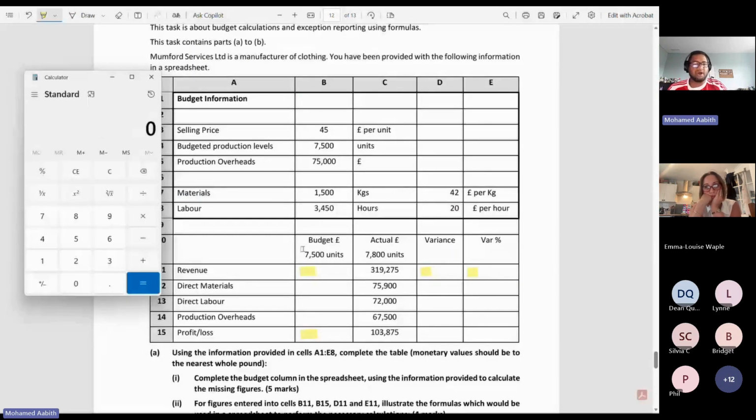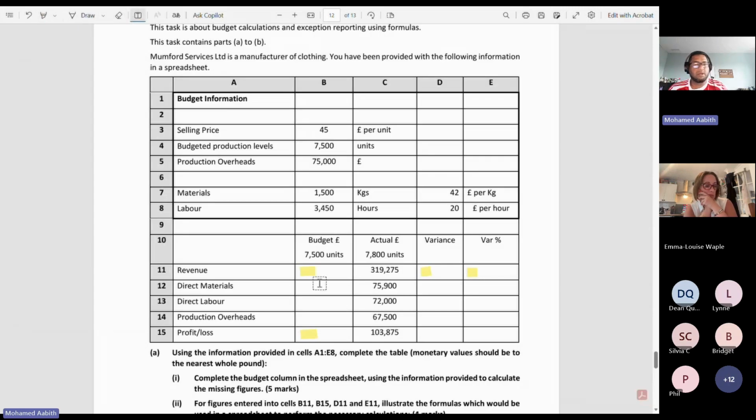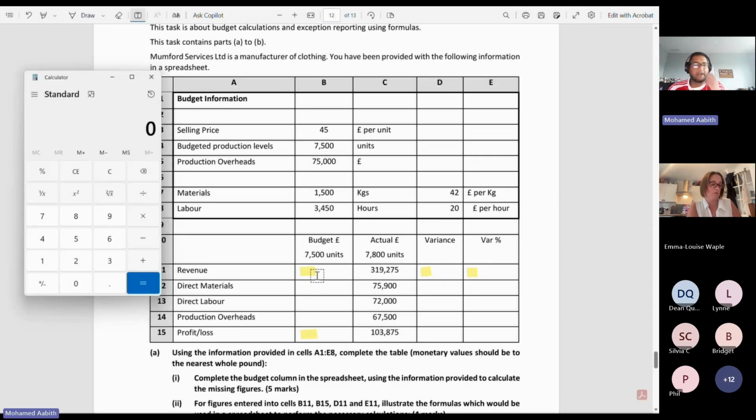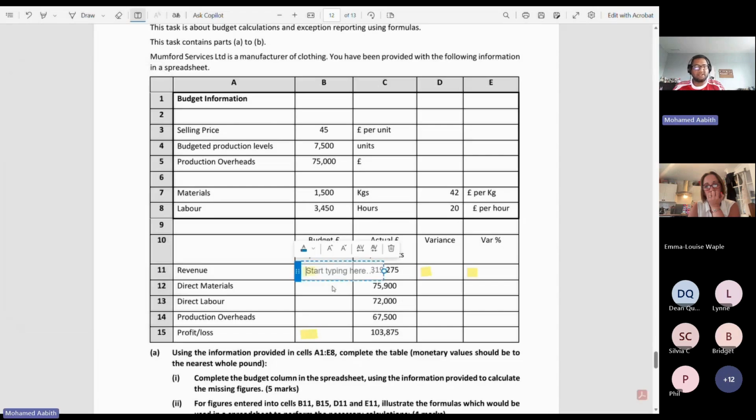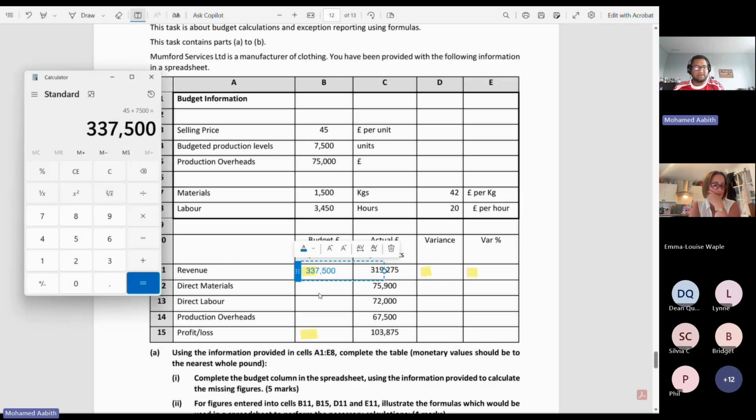What is the revenue they're asking you here? How to do the revenue here? The revenue is going to be equal to 45 units times 7,500 units. So here, this time, we have worked out the total revenue is 303,750. I will prudently put a comma there with the thousand separator. Okay. So here 337,500.